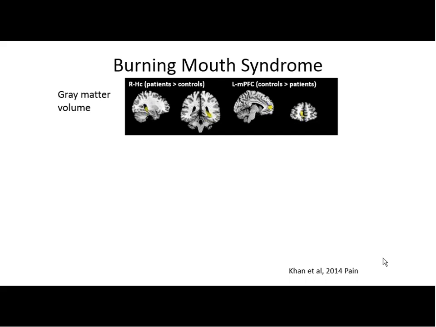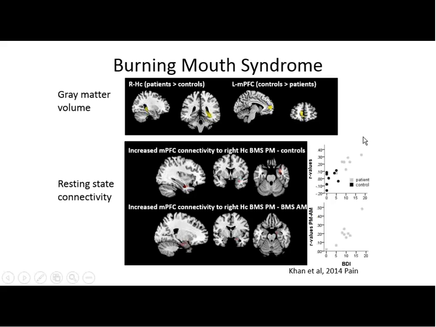So it's a problem for sure. Comparing patients to healthy controls, just looking at gray matter volume, we see increased hippocampal volume and decreased prefrontal cortical volume. These are findings that have been reported in other orofacial and other types of chronic pains.